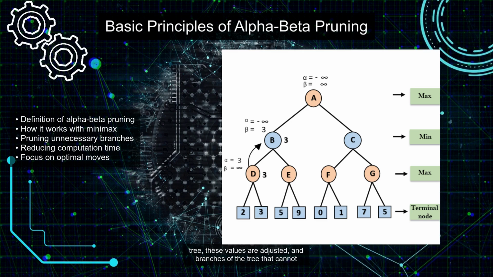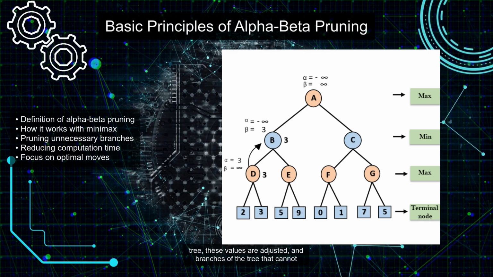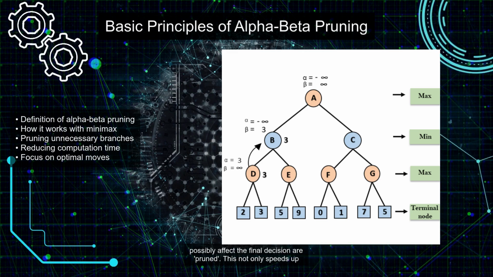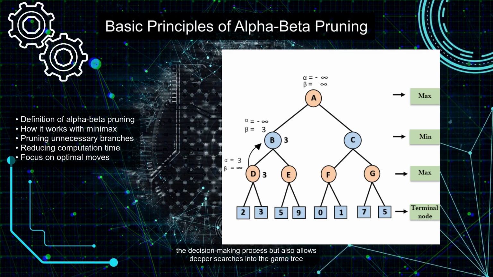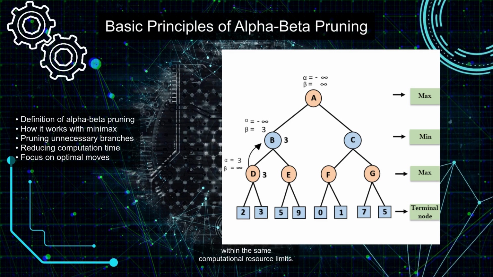As the algorithm explores the tree, these values are adjusted, and branches of the tree that cannot possibly affect the final decision are pruned. This not only speeds up the decision-making process but also allows deeper searches into the game tree within the same computational resource limits.